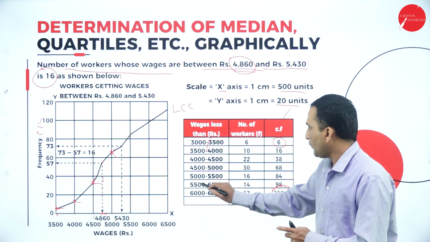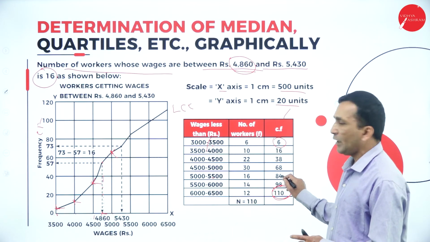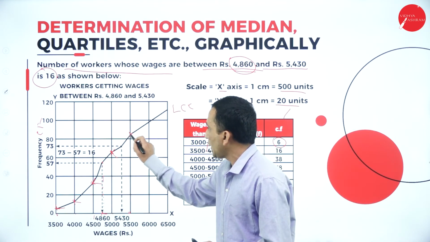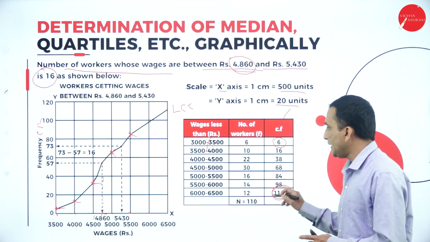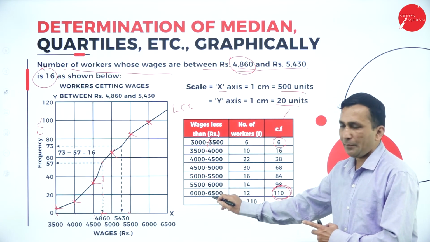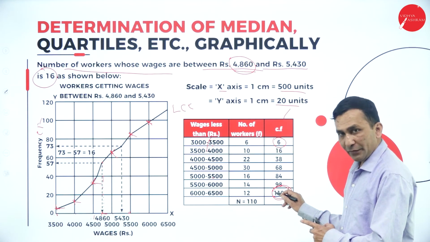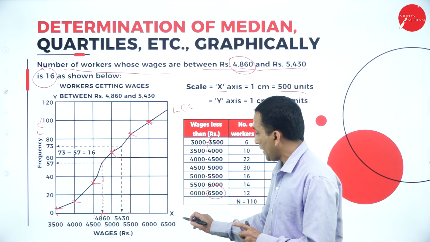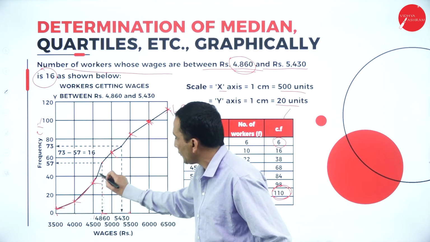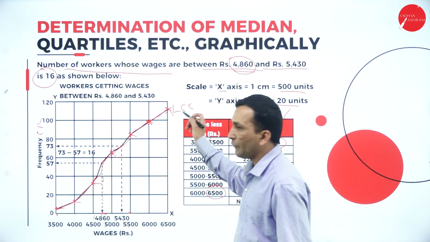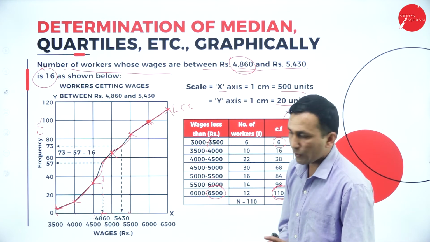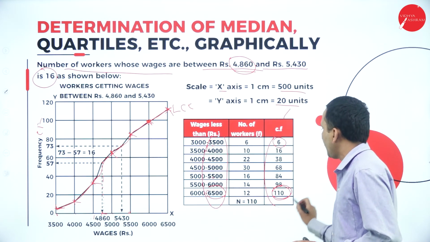Next, after 5,000, comes 5,500, with cumulative frequency 84, and I mark that here. Then 6,000, which is below 100. The last upper limit is 6,500, with total cumulative frequency 110, and opposite 110 I will mark. Now I will extend the line like this. So this is called the less than cumulative frequency curve. Now we have the idea of the less than cumulative curve using the upper class limits and cumulative frequency values.